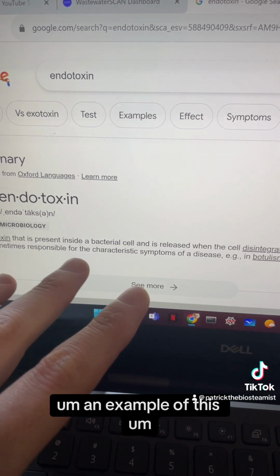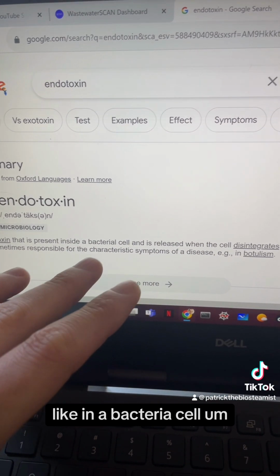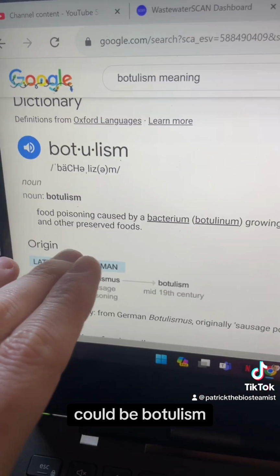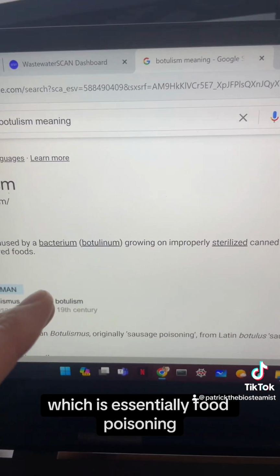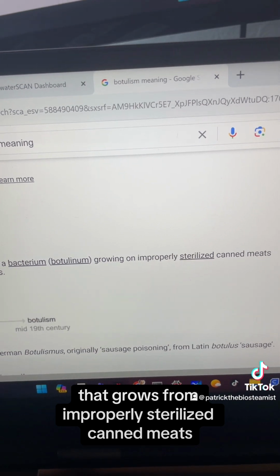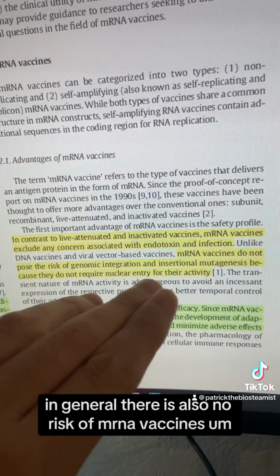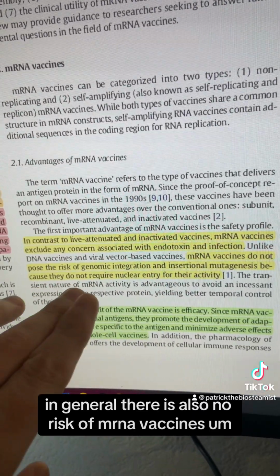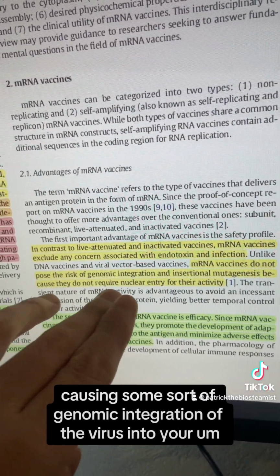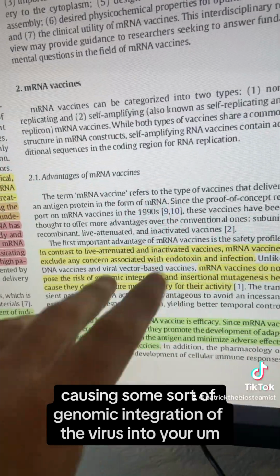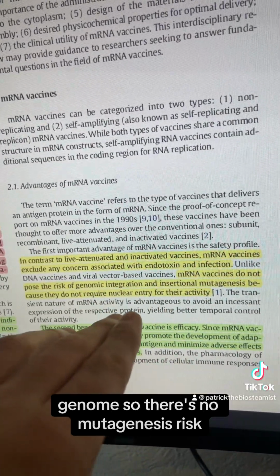An example of this, like in a bacteria cell, could be botulism, which is essentially food poisoning that grows from improperly sterilized canned meats in general. There is also no risk of mRNA vaccines causing some sort of genomic integration of the virus into your genome, so there's no mutagenesis risk.